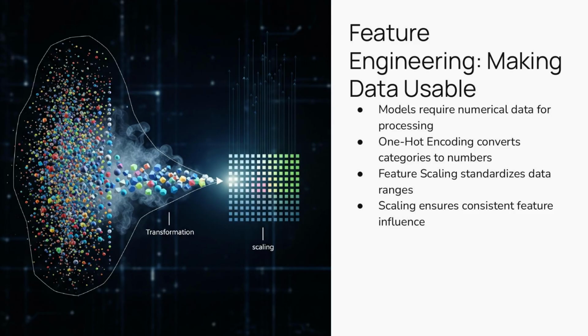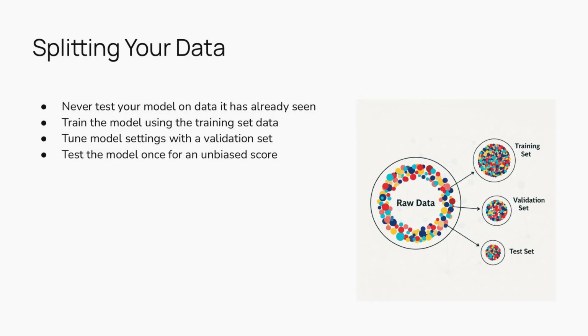The second big problem is scale. If your age feature is 20 to 80, but your salary feature is 50,000 to 500,000, the model will mistakenly think salary is thousands of times more important. Feature scaling fixes this by putting all features on a similar range, like 0 to 1, so they're all treated fairly.